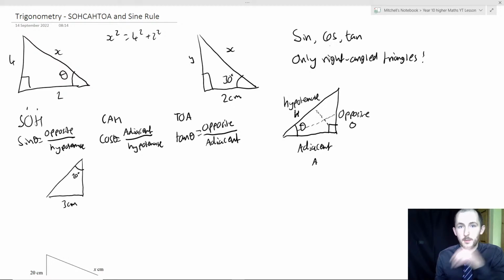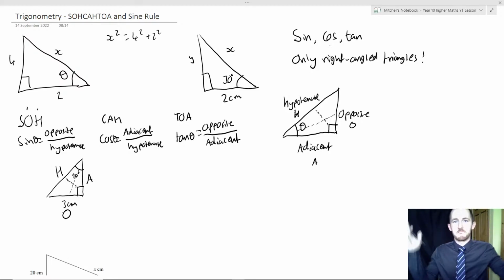Well, again, we start with the opposite. So what I'm going to do is draw a dotted line going directly opposite my angle, and I hit the 3 centimeter side, which is my O for opposite. The hypotenuse is always opposite the right angle, so I'm going to put an H on that side, and therefore the A is the one next to it. That's as easy as it is.